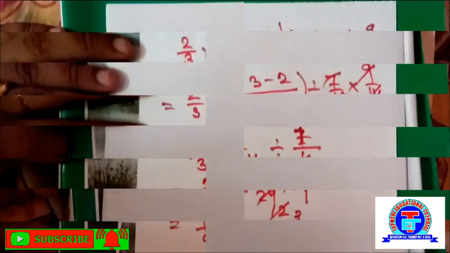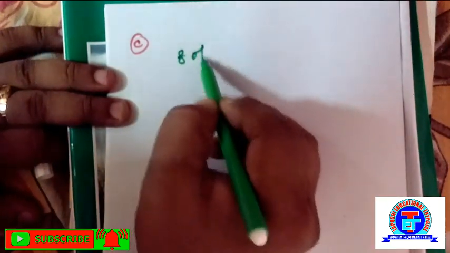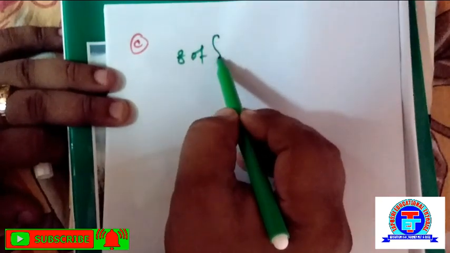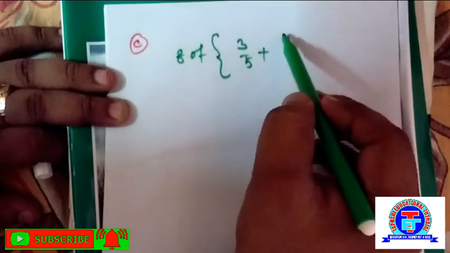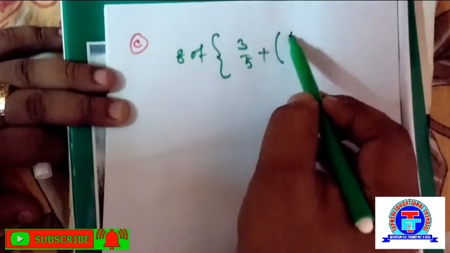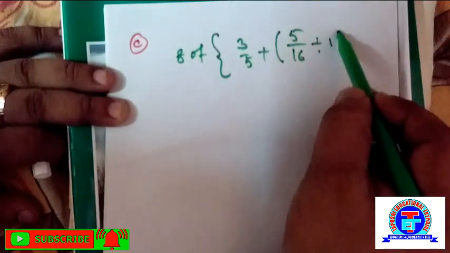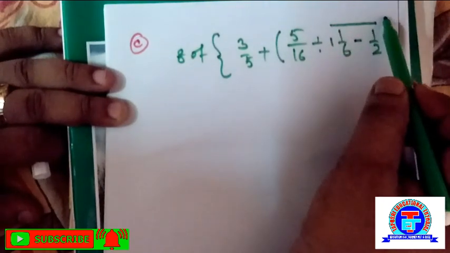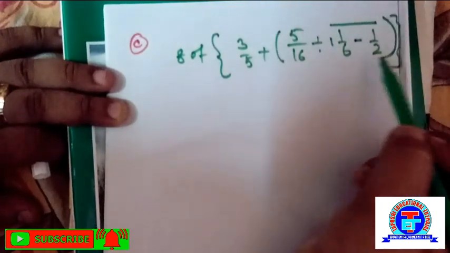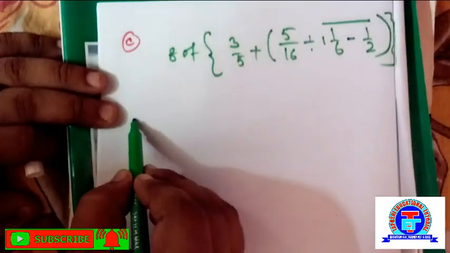Hope you clearly understand. Okay my dear student, here we solve another problem. Given here 8 of this one a curly bracket 3 by 5 plus the first bracket 5 by 16 divided 1 by 6 minus 1 by 2, this one bar, right? And now the second bracket close or curly bracket close here. Now we solve this problem.